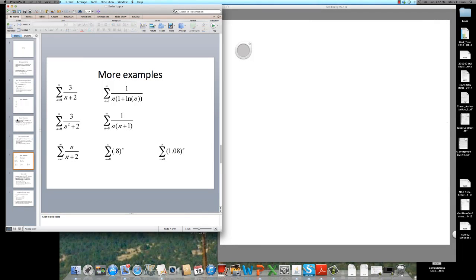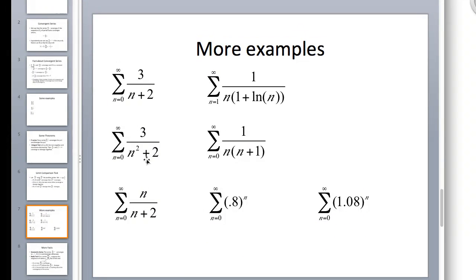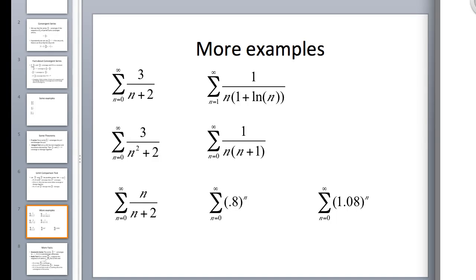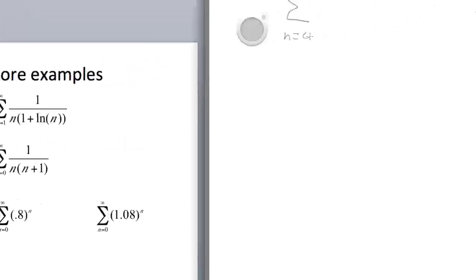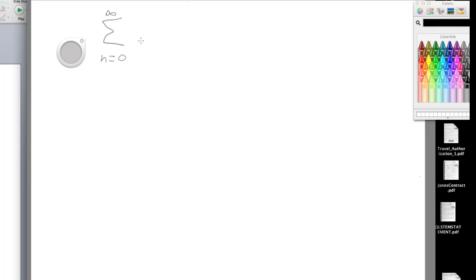Alright, so for this video we're going to start off by looking at several examples of series using the integral test or limit comparison test to find if they converge or not, and then we'll move on to some other tests. So we'll begin with this one, the sum n equals 0 to infinity of 3 over n plus 2.